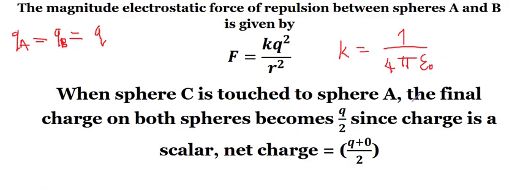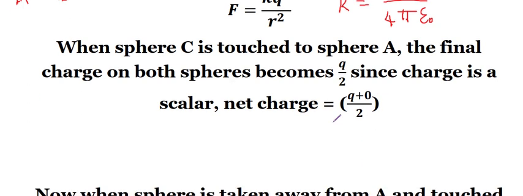When sphere C is touched to sphere A, the final charge on both spheres becomes Q on 2, since charge is a scalar quantity. So the net charge is equal to (Q plus 0) on 2. How do you get this? Okay, this is your uncharged sphere C, and this is your sphere A. So actually you are going to make sure that sphere C touches sphere A.